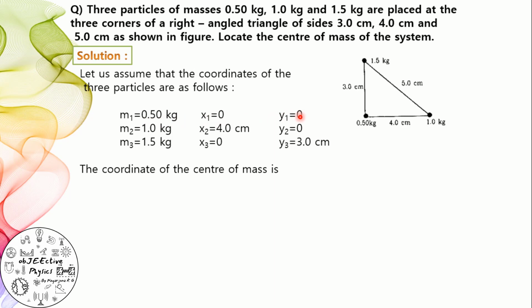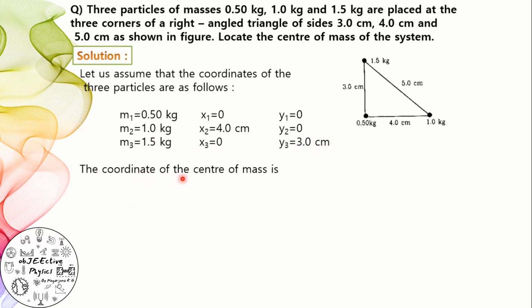As per the diagram or as per our assumption, M1 is equal to 0.5 kg, x1 is equal to 0, y1 is equal to 0. M2 is equal to 1 kg, x2 is equal to 4 centimeter, y2 is equal to 0. M3 is equal to 1.5 kg, x3 is equal to 0, y3 is equal to 3.0 centimeter.